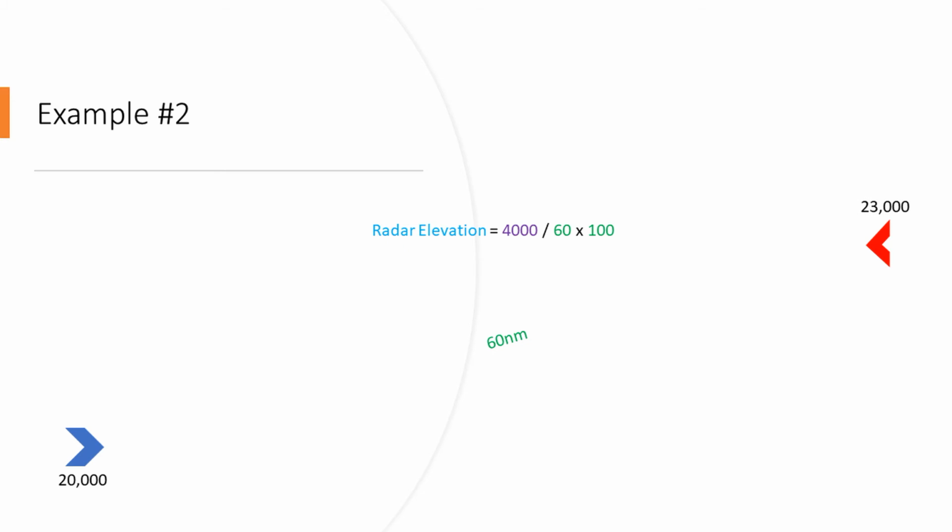First thing we have to do is the multiplication. So 60 times 100, we're going to get 6,000. Then we divide 3,000 by 6,000. And from that we get a radar elevation of 0.5 degrees.